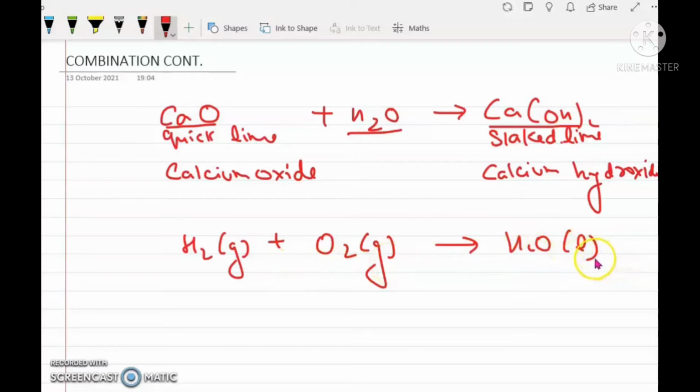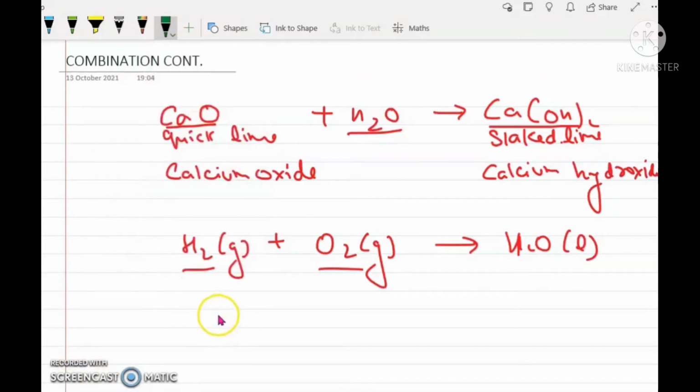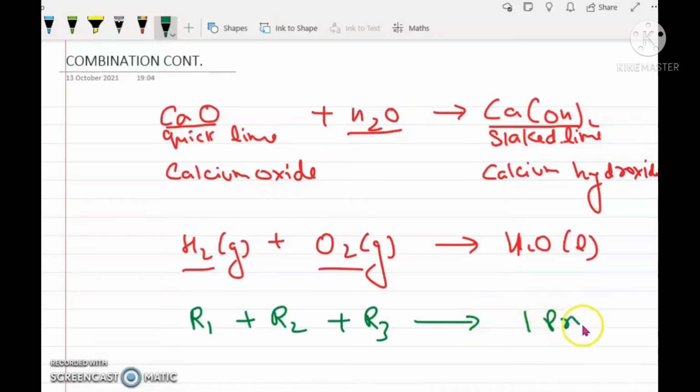So this is also a combination reaction, where two elements are coming together to give rise to one compound. All these reactions should be learned very carefully before appearing for your board exams. If I summarize the combination reaction once again, I hope you are comfortable with combination reactions by now. Those reactions where two or more reactants come together to give rise to one product are referred to as combination reactions.